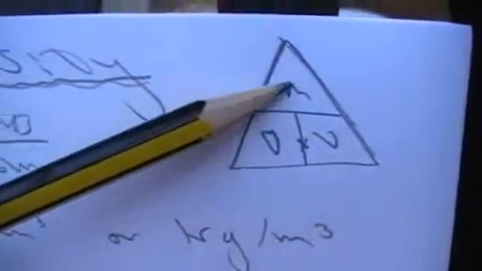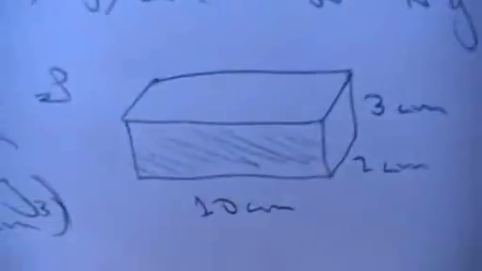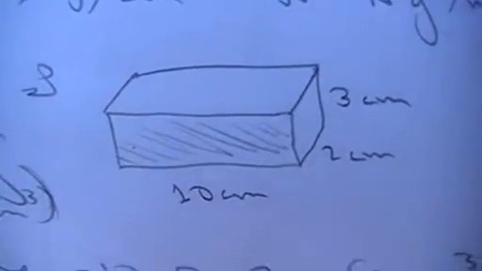The mass is density times volume, so we use our little triangle. There you go. We want to calculate the mass, so it's density times volume. And so all we do is density of 8 times volume of 60, and we get 480 grams. So that block, if it was made of iron and that size, would weigh 480 grams.